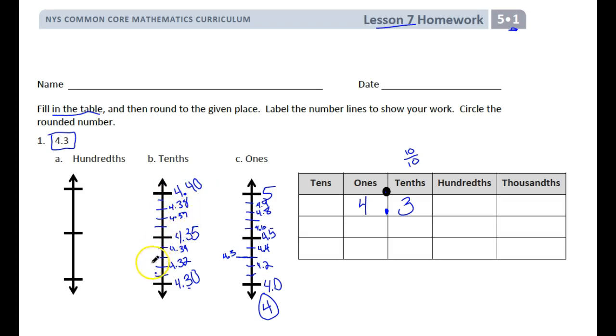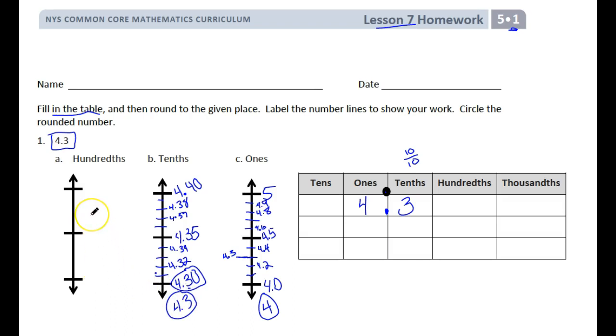Now let's look at what we have. This is what we have. It is definitely, without question, not halfway to 4 and 4/10, is it? So we're just going to round and stay the same. We didn't go up.